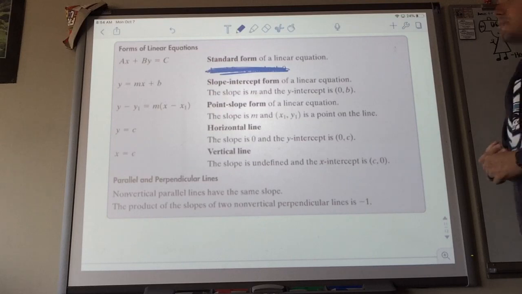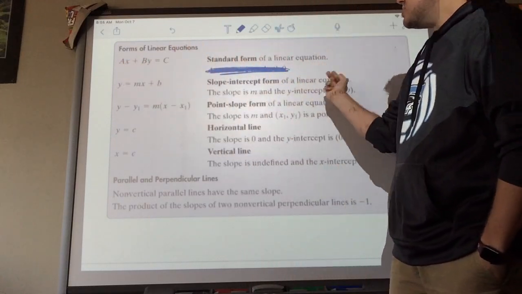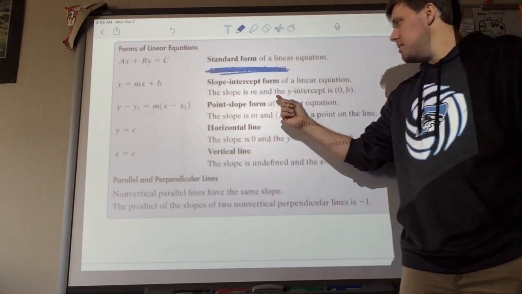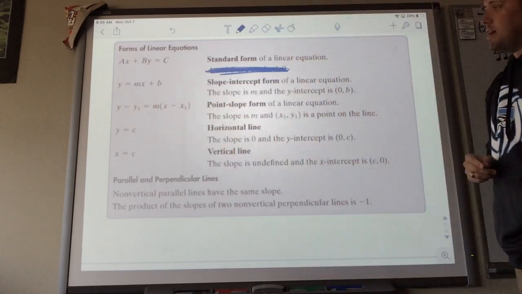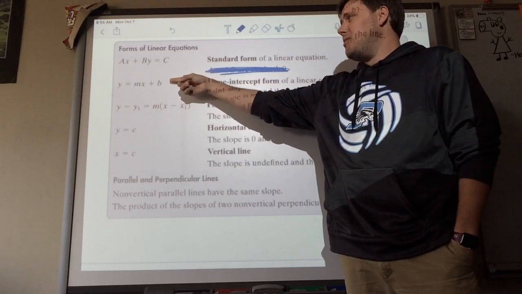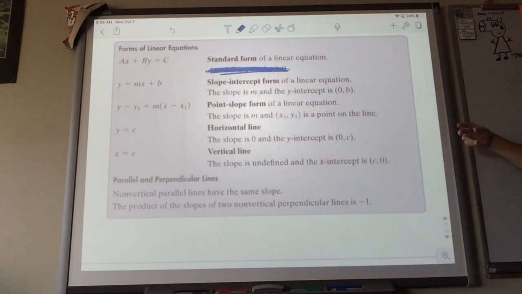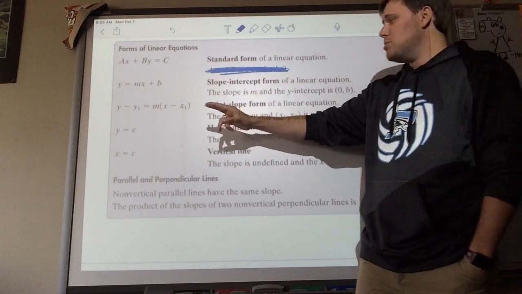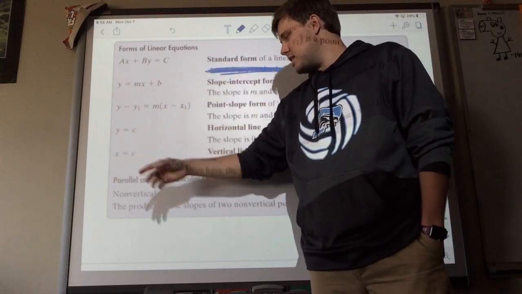So standard form, that's letters on the left, no exponents, nothing weird for A. Slope-intercept form is where we have a slope and an intercept. Point-slope form is where we have a point and a slope. Okay, and again, I will give you this one. I may give you that one. I will definitely give you that one. So I'll give you standard and I'll give you point-slope. A horizontal line goes through the y-axis. Vertical line goes through the x-axis.